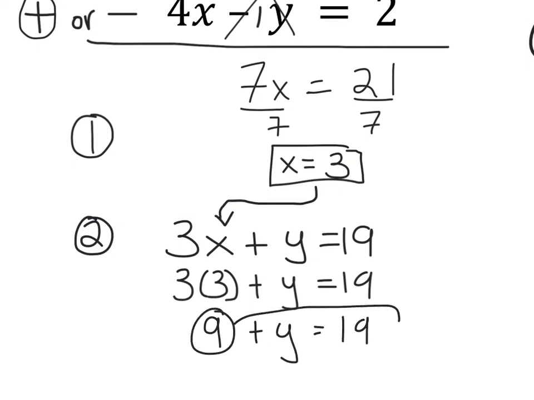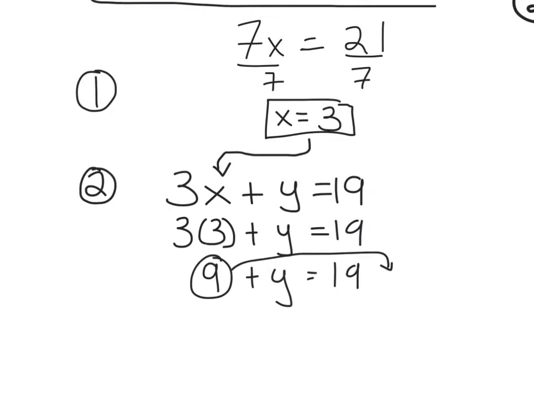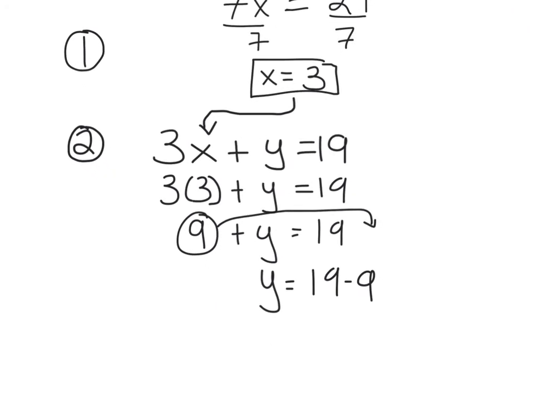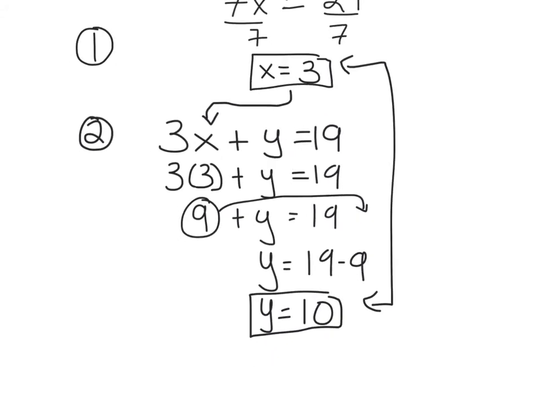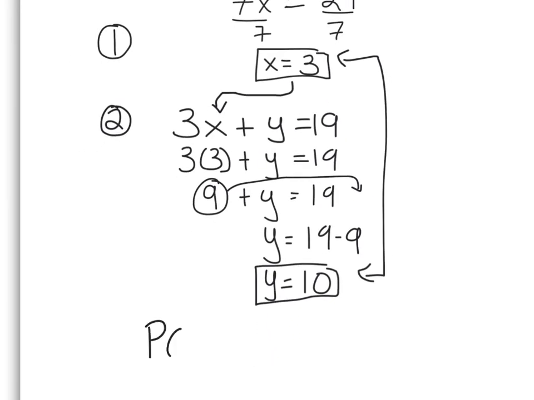We're going to take the 9 and bring it over to let the y be by itself. We're collecting like terms. 19 minus 9, that positive 9 turns to a negative, becomes 19 minus 9, which is 10. And right now, you're done. You have your x and your y coordinates for your point of intersection. So all I would need to do to finish this off for full marks is to write down that my point of intersection, which is my x and my y, is 3, 10.